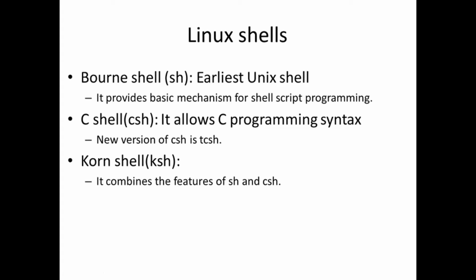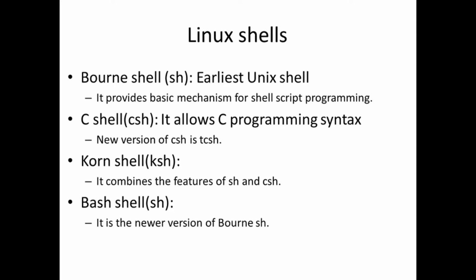So here you can see Bourne shell is known as SH, C shell is known as CSH, and Korn shell, KSH, is the combination of SH and CSH. And the last shell is BSH shell. Remember, this is also known as SH in short, and this is the Linux operating system shell. Bourne shell is a Unix shell, whereas BSH shell is the newer version of Bourne shell, and it is available in Linux operating system. So it is the newer version of Bourne shell, Bourne SH.